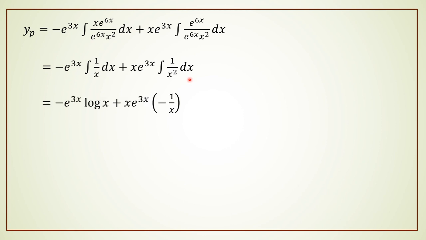Now let me just evaluate the integrals over here. Integration of 1 by x is log x and integration of 1 by x square is minus 1 by x. Just simplify the terms so that you have yp is equal to minus e to the power 3x into log x plus 1. Hence the complete solution of the given differential equation is y is equal to yc plus yp, that is the sum of the complementary function and the particular integral. That completes the problem.